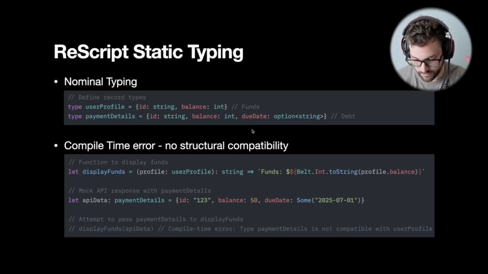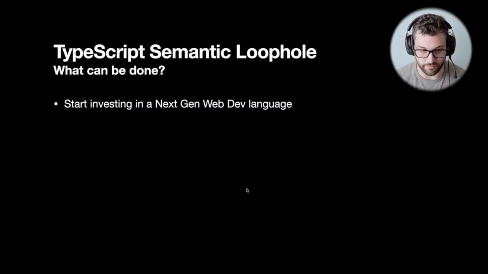Okay, so what can we do about this semantic loophole with TypeScript? What can be done? Well, you can start investing in a next generation web dev language. And you can go back and take a look at some of my other videos highlighting TypeScript's other failures in the type arena. And hopefully after looking through these videos, you will come to the same conclusion that I have, that there is a next generation of web dev languages out there that we should start looking into.